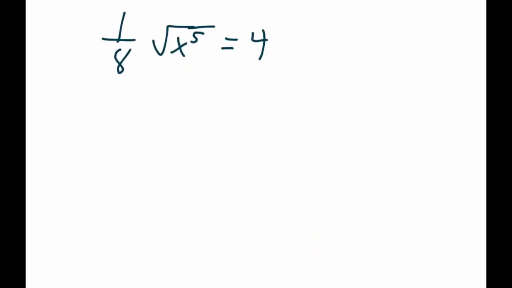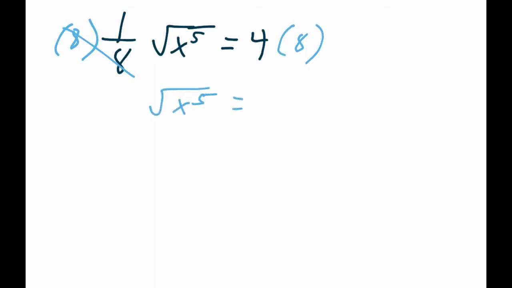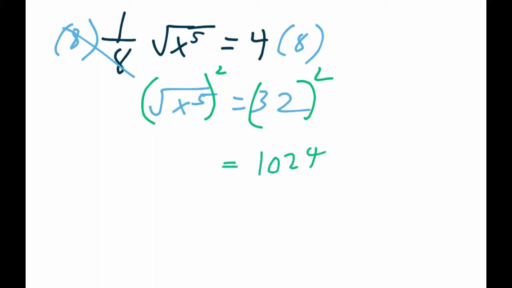So for this problem, I'm going to take both sides and multiply them by 8 to get rid of the 8 here. So I got the square root of x to the 5th equals 32. Now there's two ways to do this. Probably the way that you'd understand it the best is to get rid of the square root. We would square both sides. So 32 squared is 1024, which equals x to the 5th.